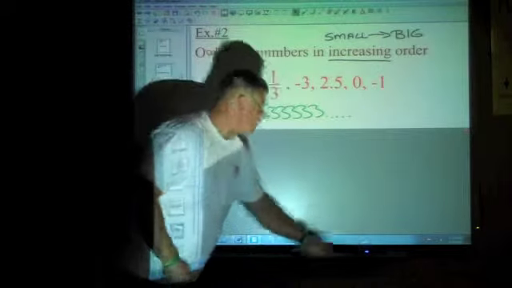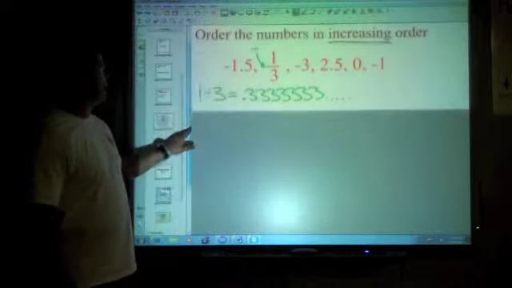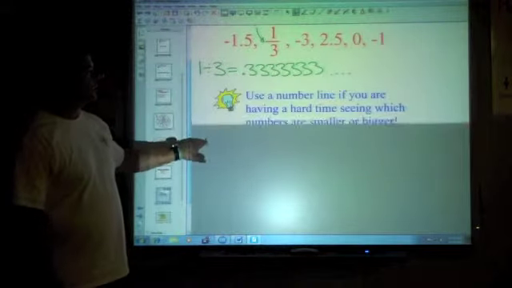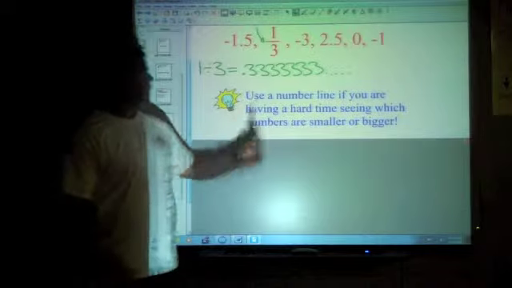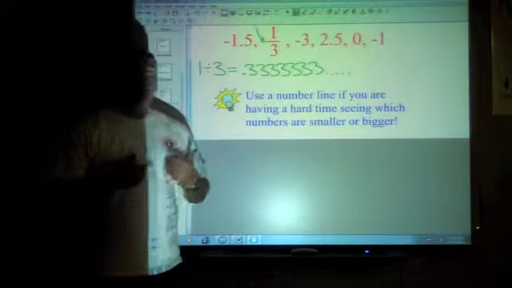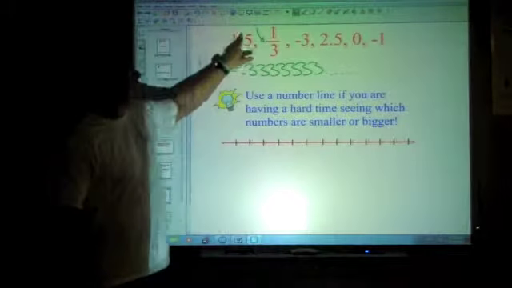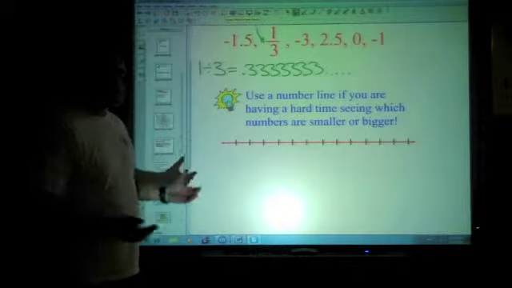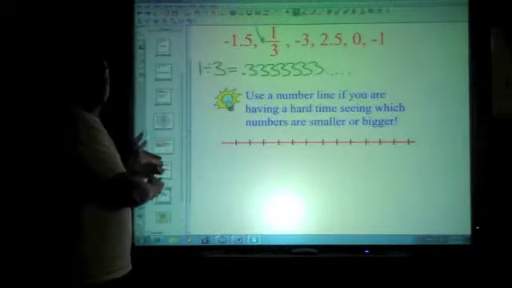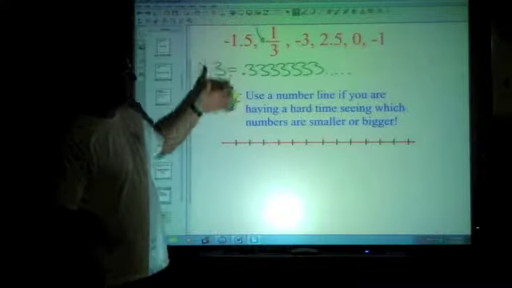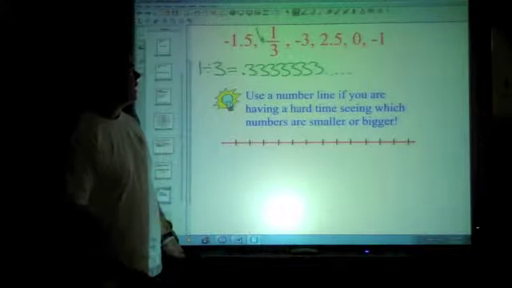One little hint I can use, something else you might think about when you're comparing these numbers, is you can use a number line if you're having a hard time seeing which numbers are smaller or bigger. The way you do that is you put dots for each one of these on a number line. And then you can tell which one's the smallest because whatever's farthest to the left is the smallest and whatever's farthest to the right is the biggest. So comparing numbers on a number line can be a pretty savvy way of doing this.